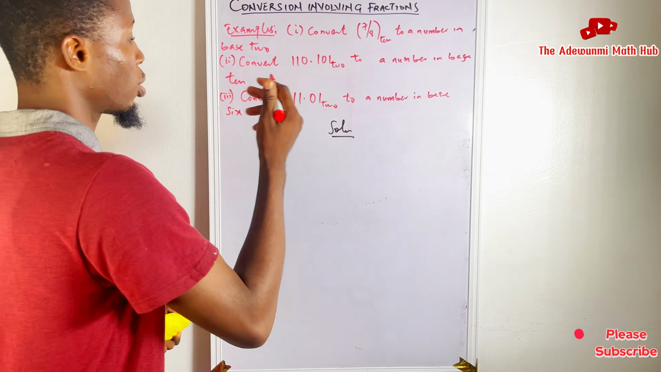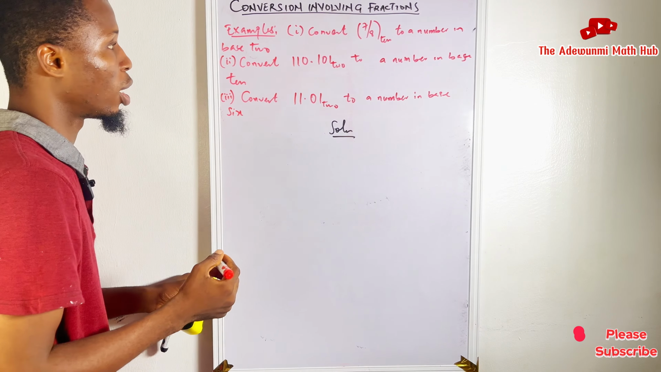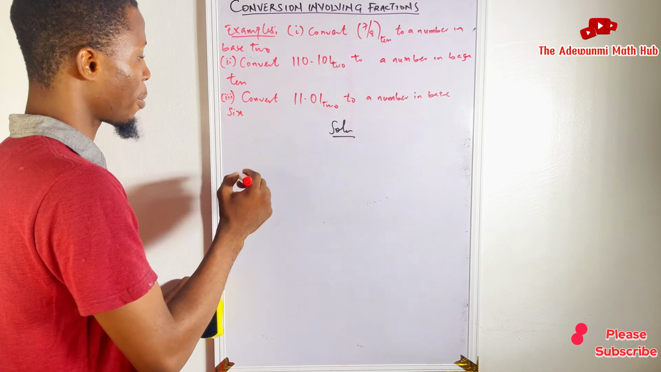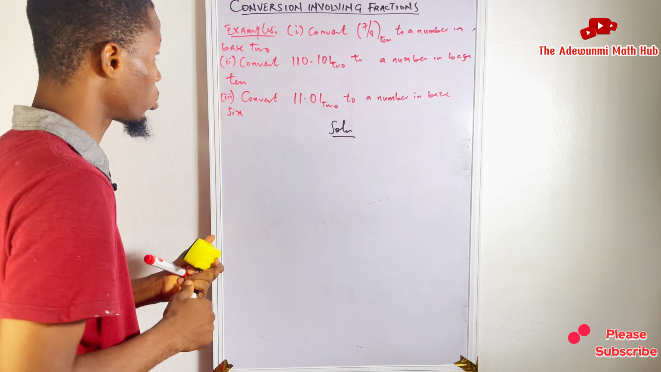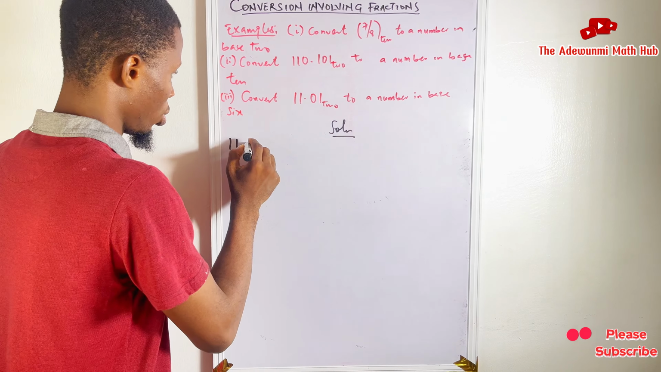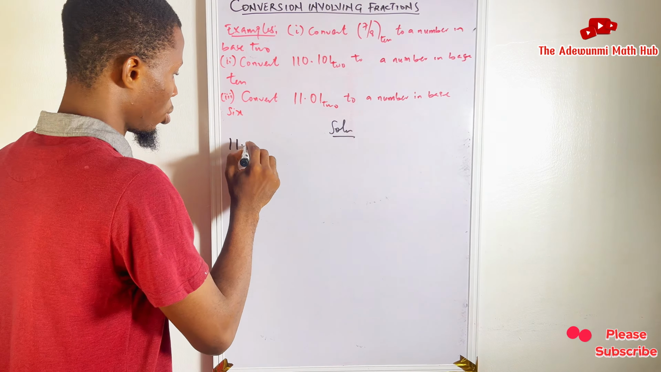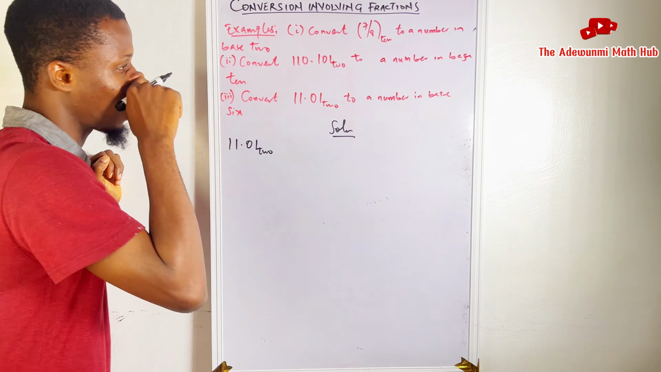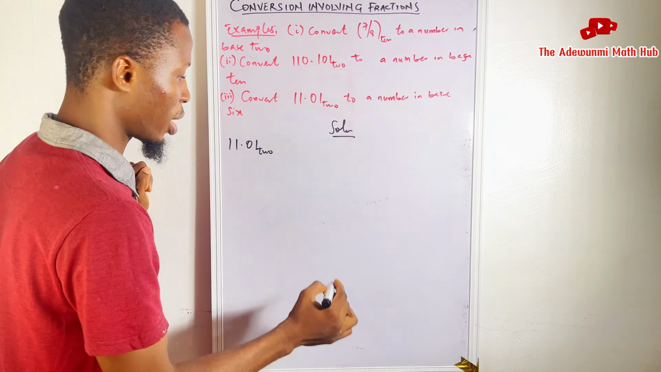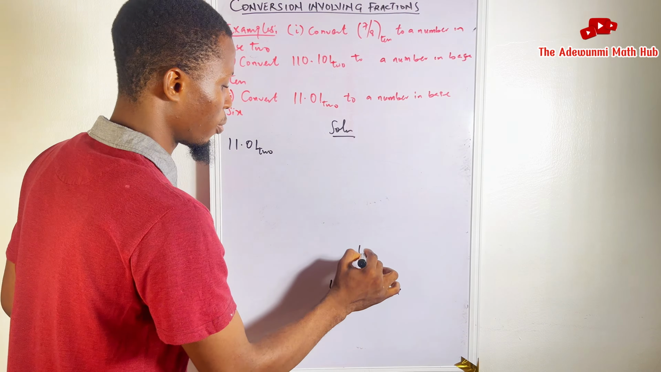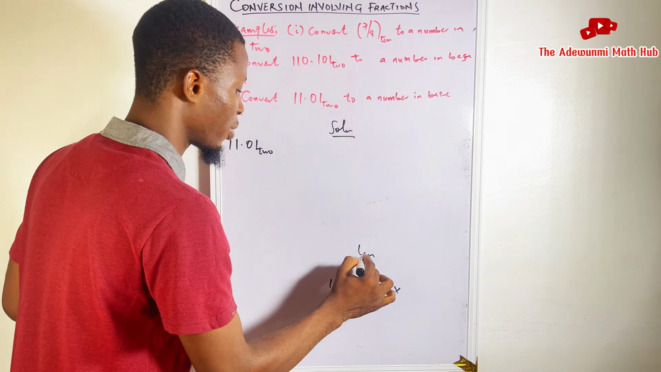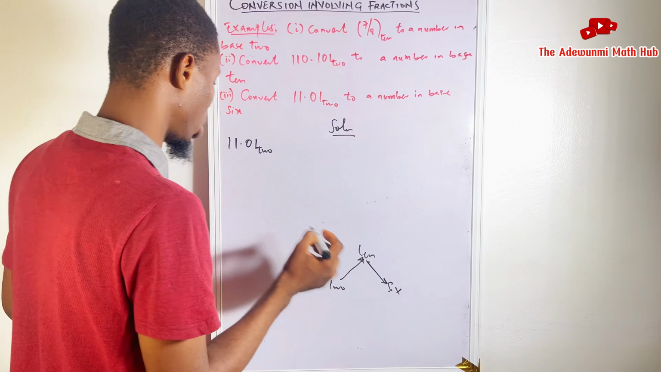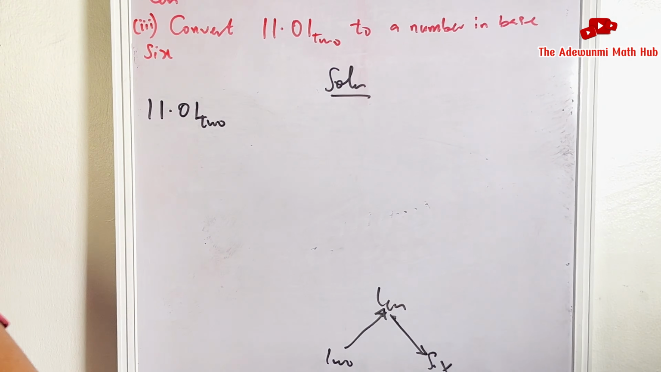So it is the application of the first and second examples. We have 11.01 base 2. So we are converting to a number in base 6. Don't forget, when you are converting from one base to another other than 10, remember the arrow goes to 10 first, then from 10 to 6.